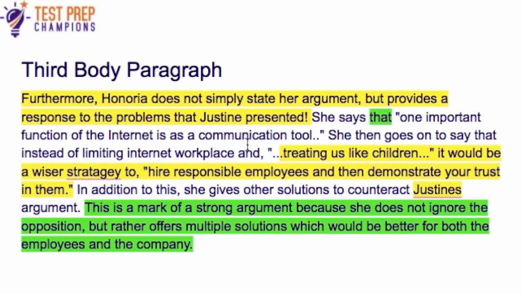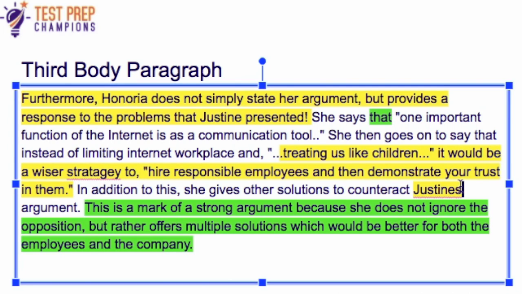So I do applaud your effort here, and I do applaud what you're trying to do. But rather than just putting quotes in here, I want you to pick maybe one quote, then give me a few sentences explaining why you picked that quote and how that quote strengthens Honoria's position here. Okay, and then the only other thing that I wanted to point out here is where you say, in addition to this, she gives other solutions to counteract Justine's argument. So you just want to put an apostrophe in here between the E and the S, right?